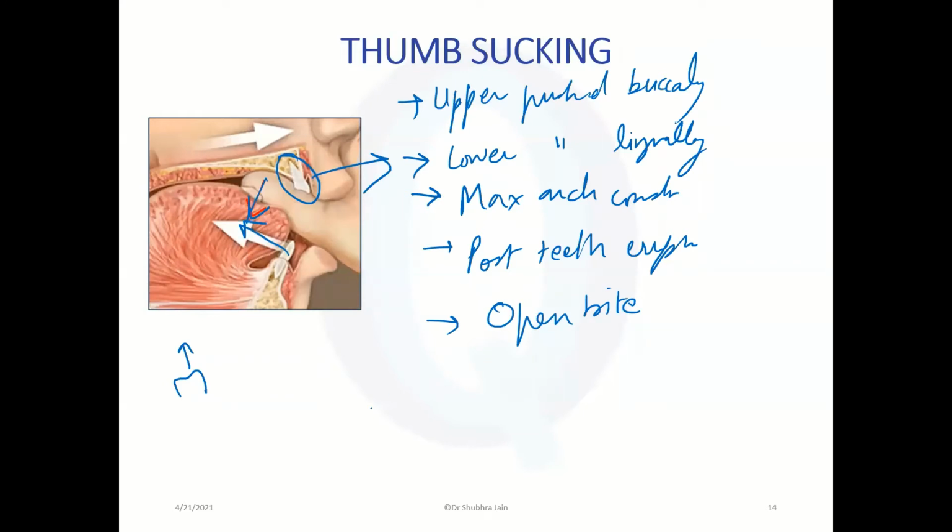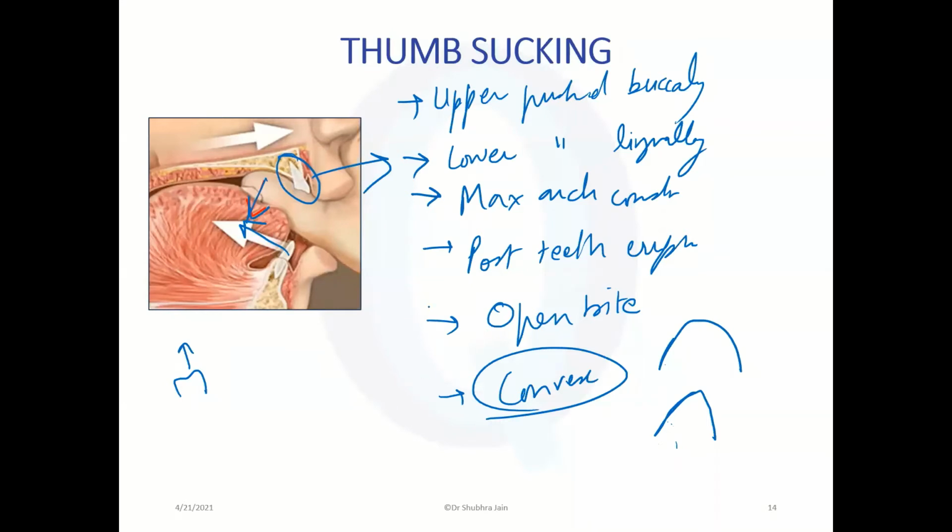And outside, how will the face look? The face will go for a convex shape. The maxillary arch is constricted. So this is the maxillary arch. If it gets constricted, it will not allow the mandible to grow, so the mandible is also put backwards. Yes, I think you all can understand what will all happen when a thumb sucking habit is there.